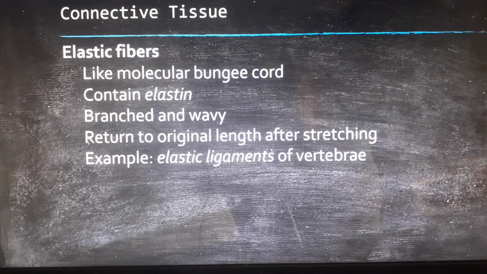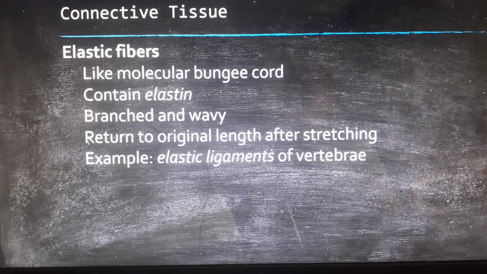Elastic fibers are made of the protein elastin, and they're like molecular bungee cord. They're kind of like little tiny slinkies, little springs that you can stretch, and they will recoil and pull themselves back up. The elastic ligaments of the vertebrae have a lot of elastic fibers in them.